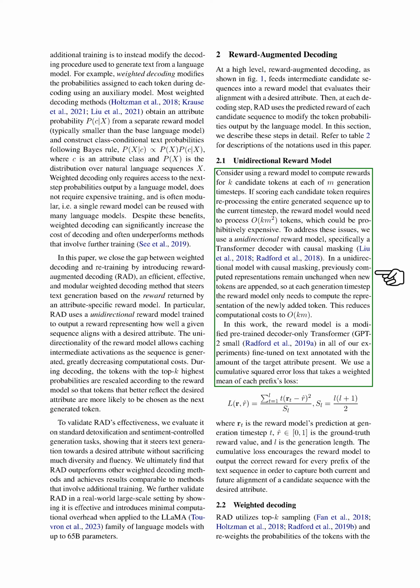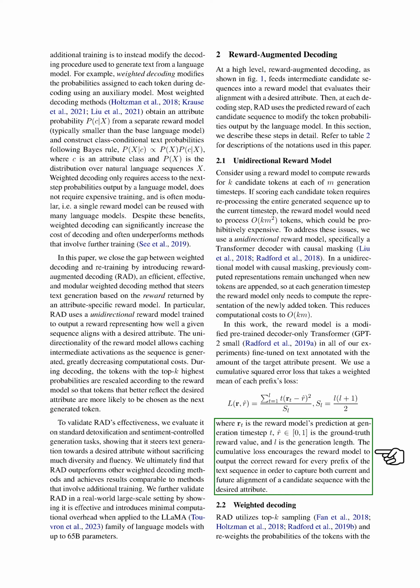We use a cumulative squared error loss that takes a weighted mean of each prefix's loss. The cumulative loss encourages the reward model to output the correct reward for every prefix of the text sequence in order to capture both current and future alignment of a candidate sequence with the desired attribute.